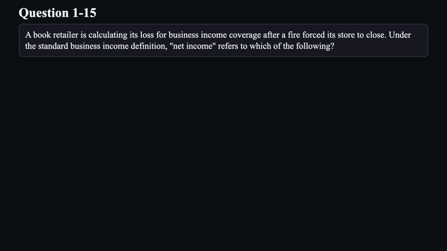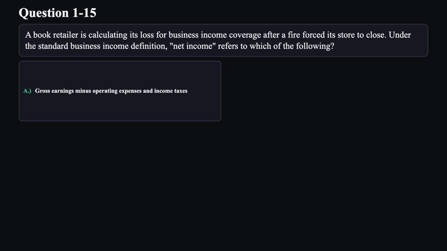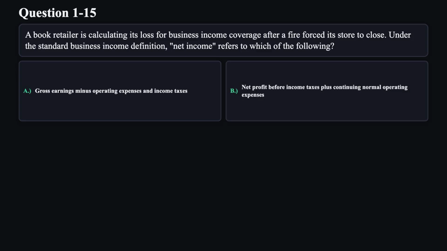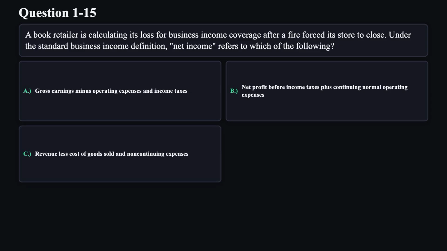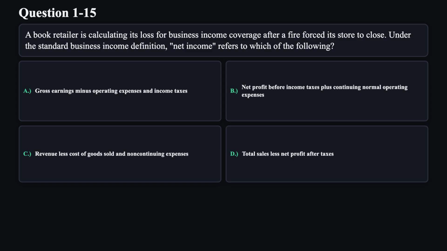Question 15. A book retailer is calculating its loss for business income coverage after a fire forced its store to close. Under the standard business income definition, net income refers to which of the following? A. Gross earnings minus operating expenses and income taxes. B. Net profit before income taxes plus continuing normal operating expenses. C. Revenue less cost of goods sold and non-continuing expenses. D. Total sales less net profit after taxes.